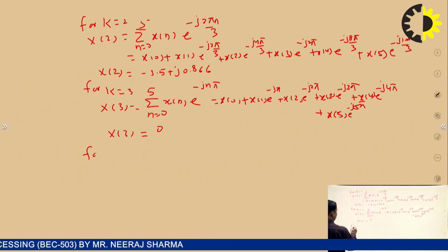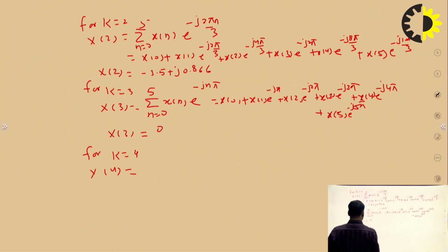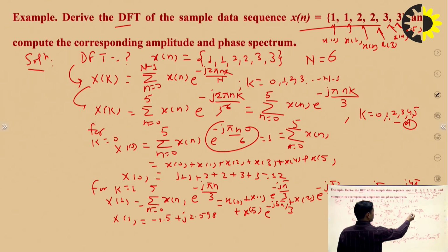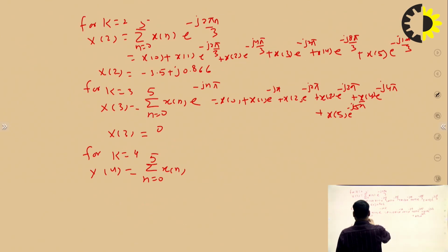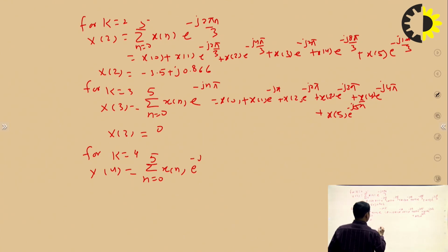Similarly, when we go for k equals 4 now, this will become X of 4 from equation A. So summation of n equals 0 to 5 x of n e raised to power, when we put the value 4 here, this will become e raised to power minus j 4 pi n by 3. So now the procedure will remain the same.